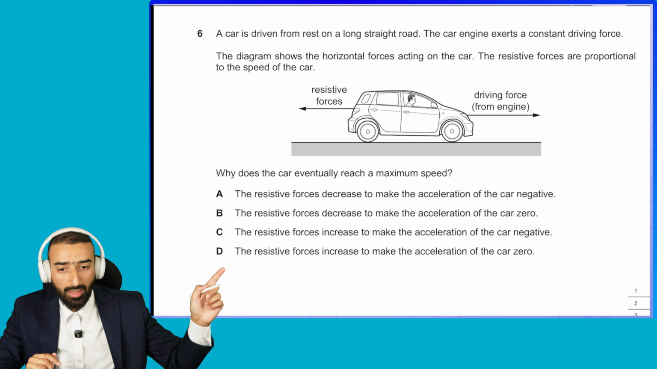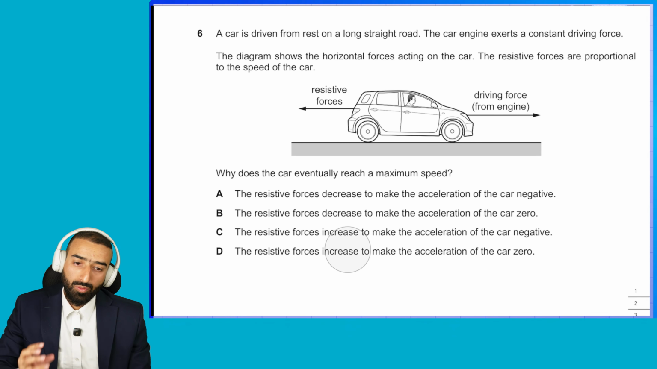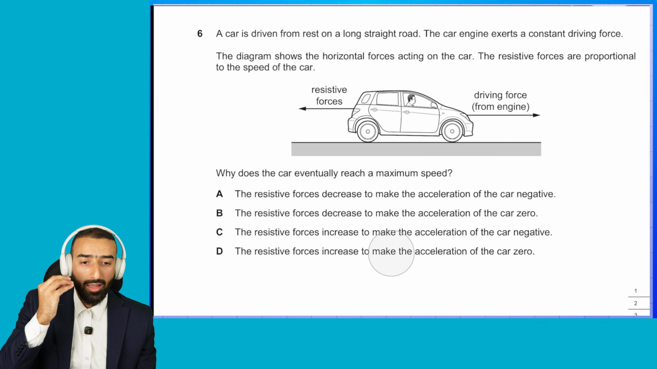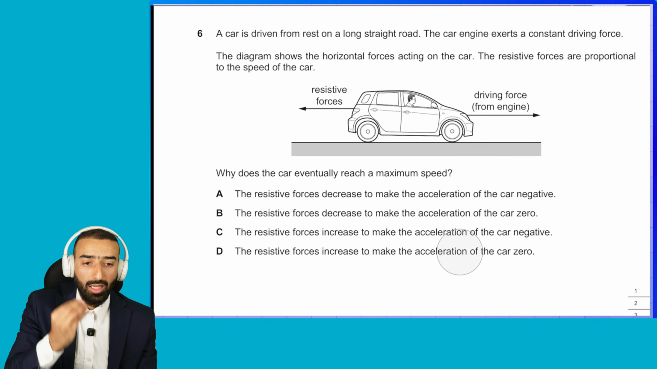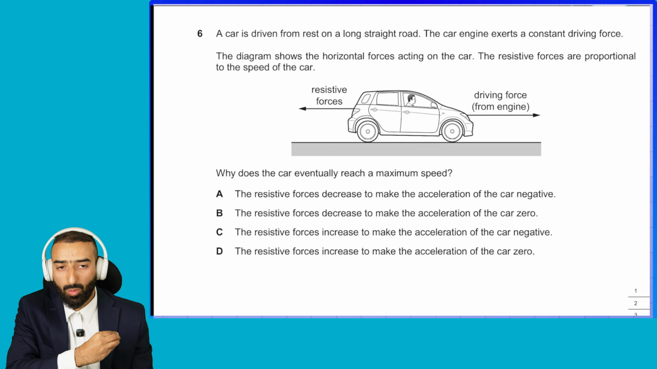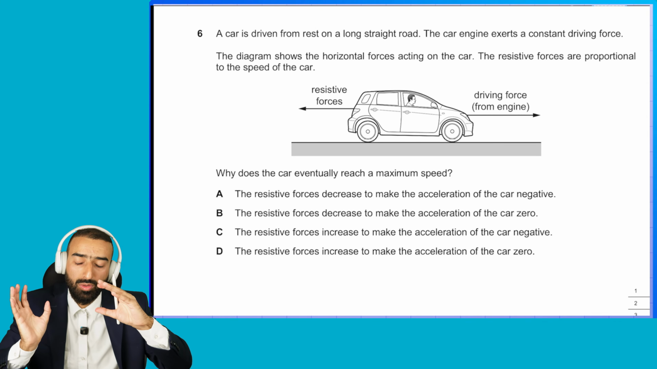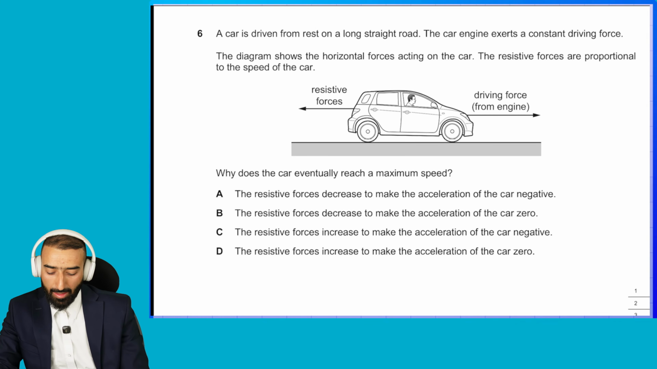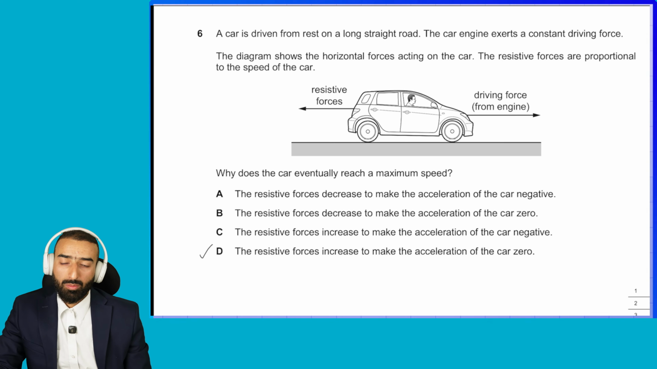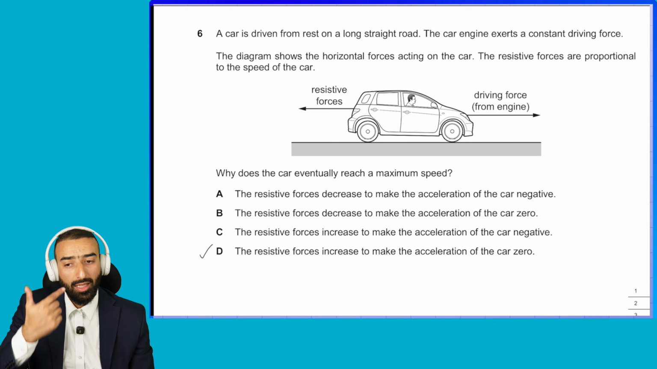It's option D which is correct. The resistive forces increase and finally they make the acceleration of the car zero. When the acceleration is zero, the car moves at a constant speed. So that solves problem 6. Let's move on to the next one.